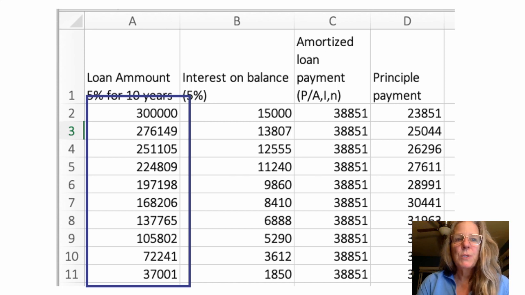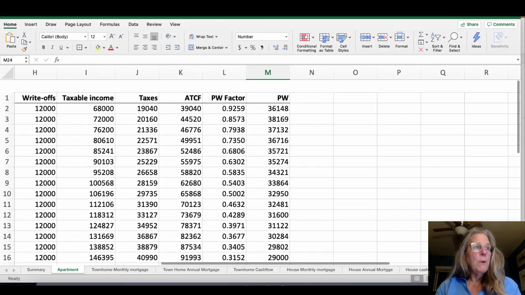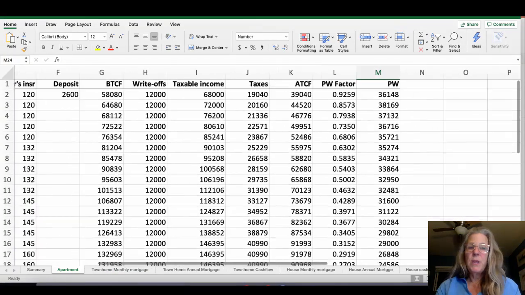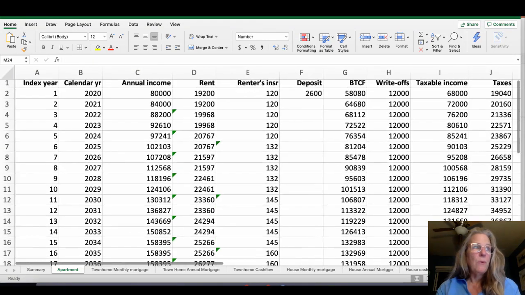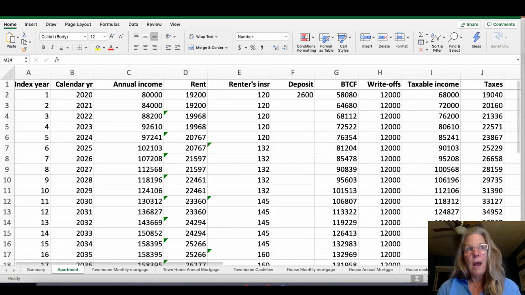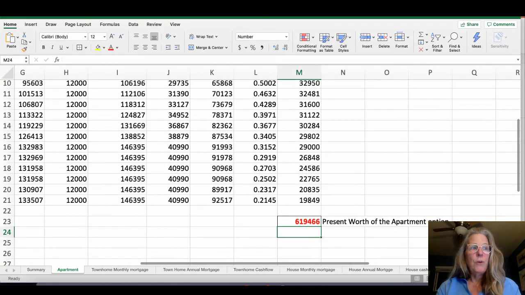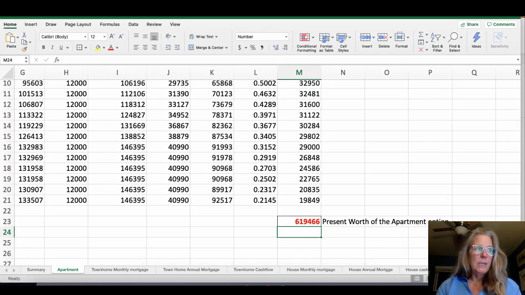Now what I'm going to do now is I'm going to switch to the spreadsheet that has the case study in it for the townhome, and I'm going to show you how I did that calculation. So you remember when we looked at this before, this is for the apartment, and we went through all these columns and what they were and how to do the calculation in order to figure out what the net present worth is. Now the second option is a townhome.